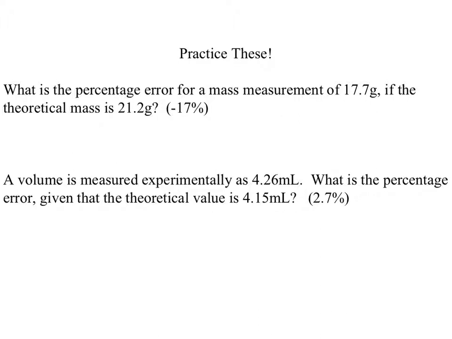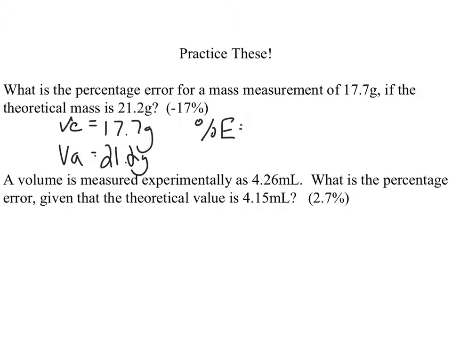So here's how to solve these two problems. The first one says, what is the percentage error for a mass measurement of 17.7 grams if the theoretical mass is 21.2 grams? So my value experimental is 17.7 grams, and my value actual is 21.2 grams. So I can plug into my percent error equation, which is VE minus VA over VA times 100.